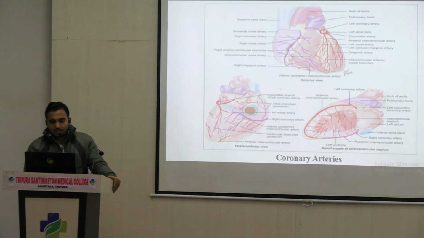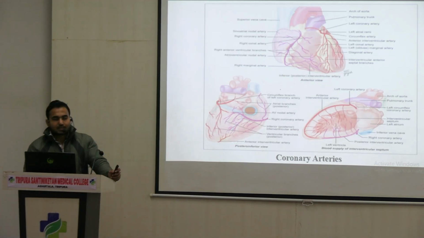Now, aortic sinuses are small openings found in the aorta behind the right and left flaps of the aortic valve. From there only these arteries arise. So this is a very important point. Whenever you are writing about the coronary arteries, any of the coronary arteries, you have to mention from where it is arising.